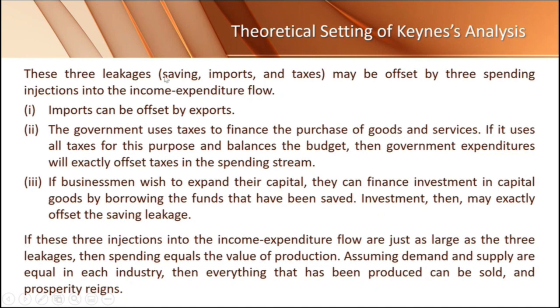Okay. So first you have three leakages, and these three leakages can be offset by three injections: imports offset by exports, saving offset by businessmen borrowing for investment, tax offset by government pumping in money to finance the purchase of goods. Right? If the three injections into the income-expenditure flow are just as large as the three leakages, that means if they are the same, then spending equals the value of production. So you get back equilibrium, assuming that demand and supply are equal in each industry, then everything that has been produced can be sold and prosperity is regained.